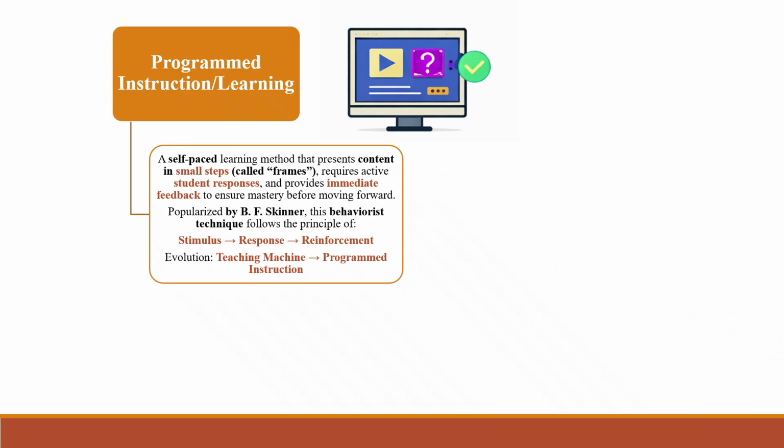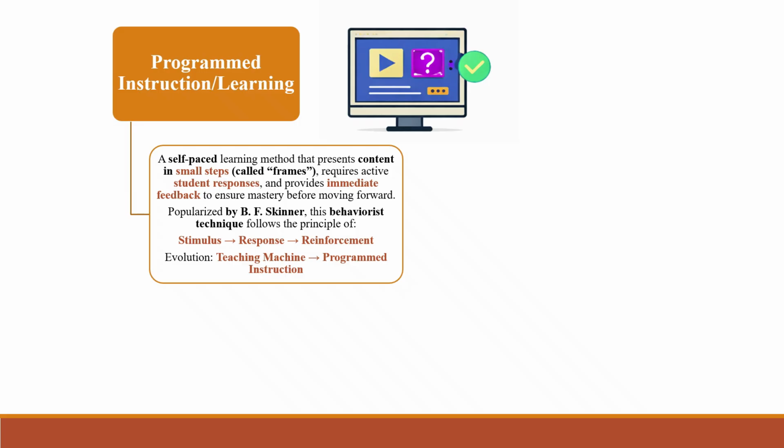Skinner observed that learning is most effective when correct responses are immediately reinforced, and he developed the idea of teaching machines, a system that presented questions to students and instantly provided feedback on their answers. This concept later evolved into programmed learning materials and modern computer-based modules. In programmed instruction, learning happens through a simple sequence of stimulus or the content.